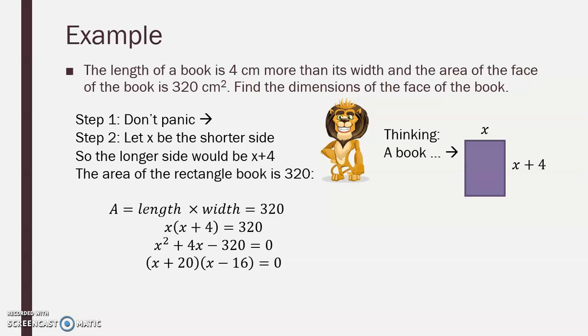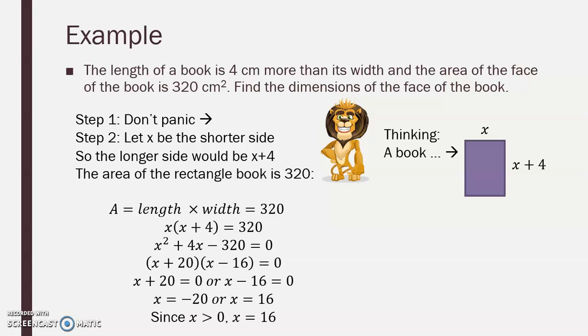Yes, we can. The two numbers that multiply to negative 320 and add up to positive 4 are 20 and negative 16. So as a result, our x can either be negative 20 or 16. Well, since we're looking for the length of a book, or let's say x itself is the width, it has to be larger than 0. So we eliminate one of the answers, which is negative 20, to keep the positive one. Note that we don't always eliminate the negative one. You have to look at the particular situation.